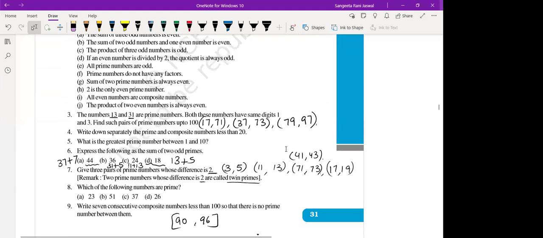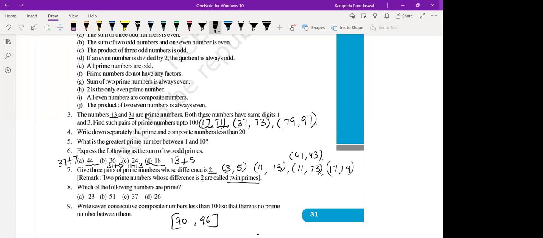Okay, now let's see. These are some facts about the prime numbers. The numbers 13 and 31 are prime numbers. Both these numbers have the same digits 1 and 3. So these numbers are written in reverse order, 13 and 31. Find such pairs of prime numbers up to 100. So you have to find some more prime numbers made with two digits. Like suppose 17 and 71. So 17 is also prime, 71 is also prime, right? 37 and 73, 79 and 97, right?